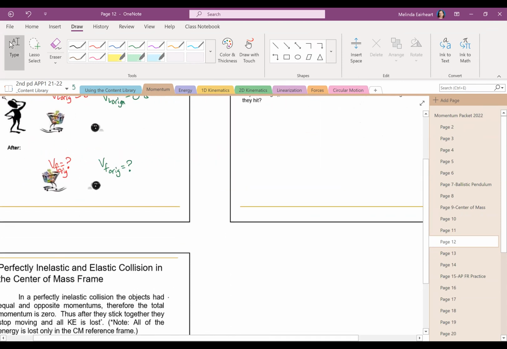And so step 1 is to get your initial velocities in the center of mass reference frame. So RF is going to be reference frame.